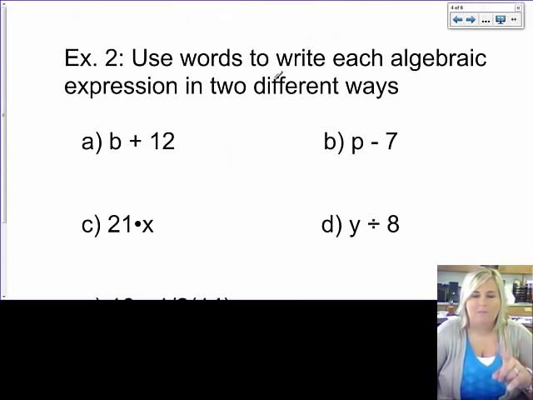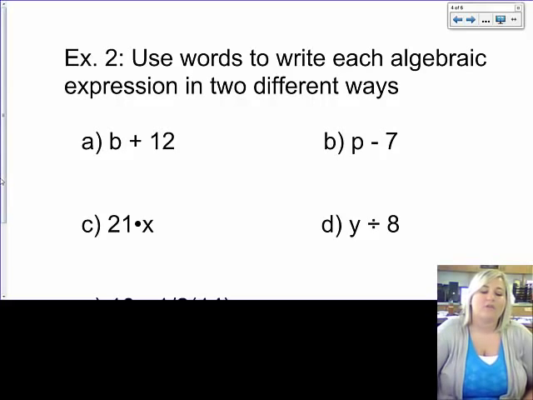Use words to write each algebraic expression in 2 different ways. I want you to go above and beyond here. Don't just say b plus 12. Give me some different things, okay? Some different ways of saying it. You can say that for one of them, but not for both of them. So go ahead and pause, and I want you to come up with 2 different ways to write into words what you see on your screen.